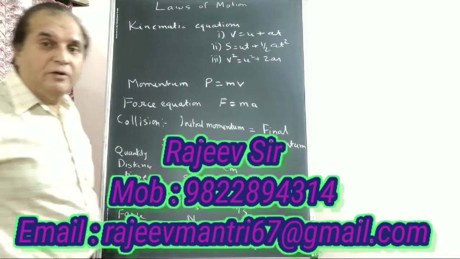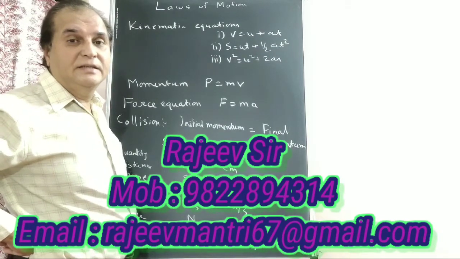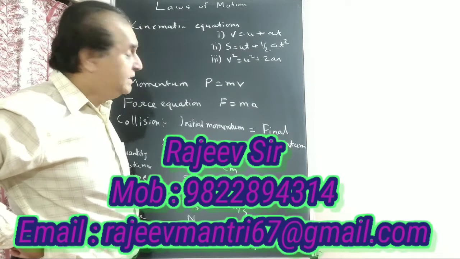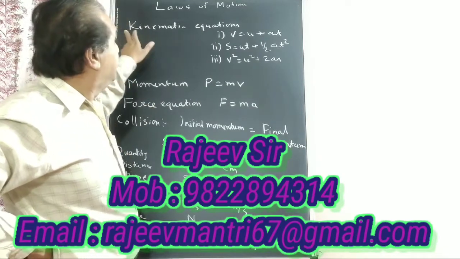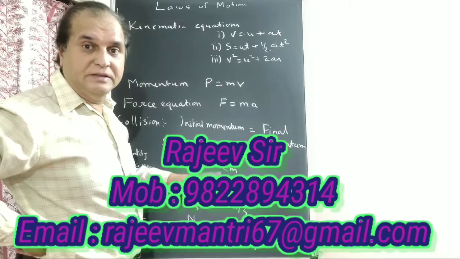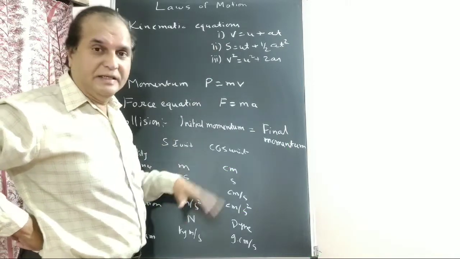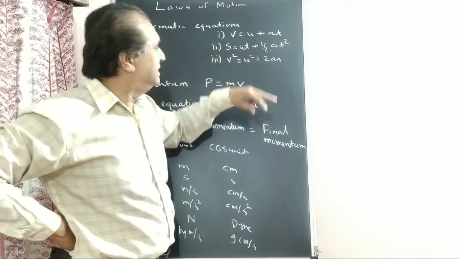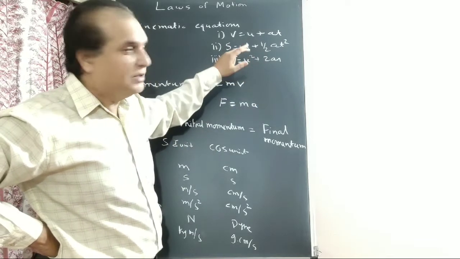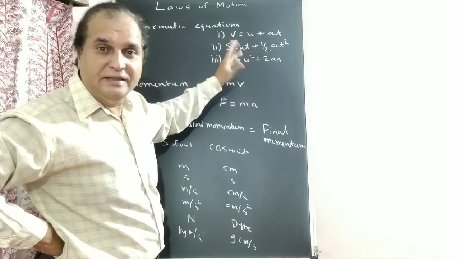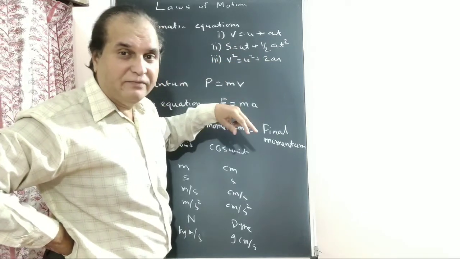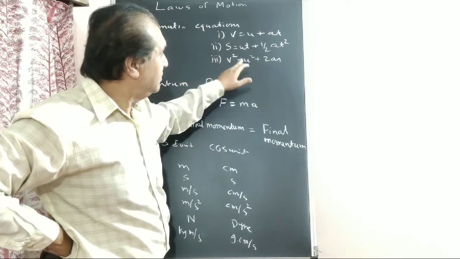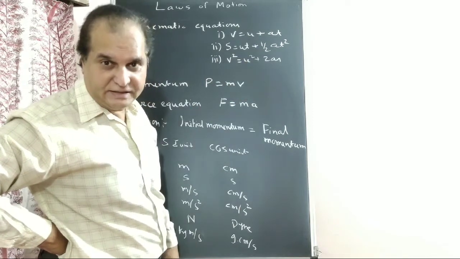Before going to the exercise and numericals, I want you to know this thoroughly: the three kinematic equations. In the numerical, one term will be missing, and you have to find it by substituting the other terms. The equations are V equal to u plus at, S equal to ut plus half at square, and V square equal to u square plus 2as.